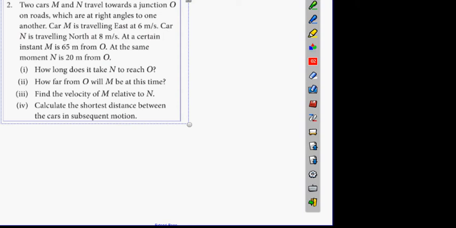Okay, so what we're looking at here, guys, is you want to create a junction. The junction will be created like this. So there's your junction. Now, at the start of the question, M is traveling east at 6 ms^-1. N, now, at a certain instant, M is 65 meters from O. Same moment, N is 20 meters from O.